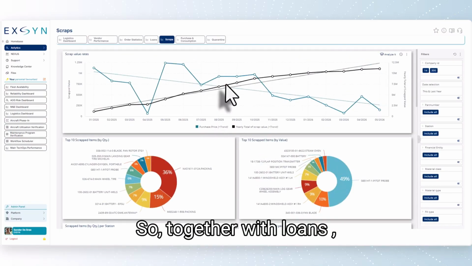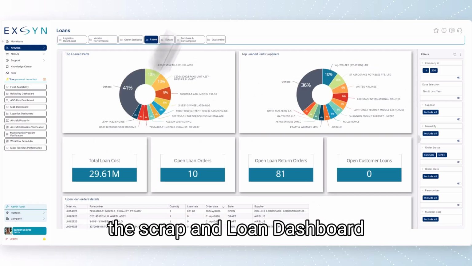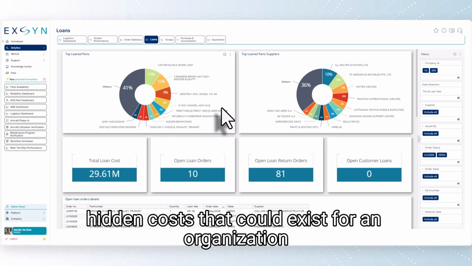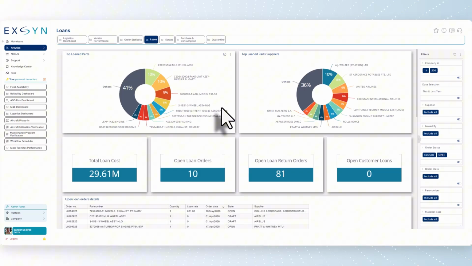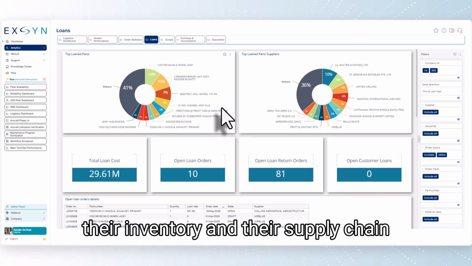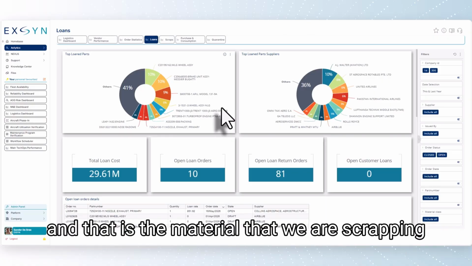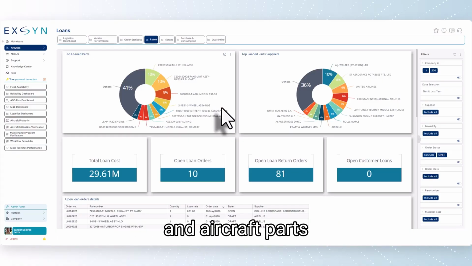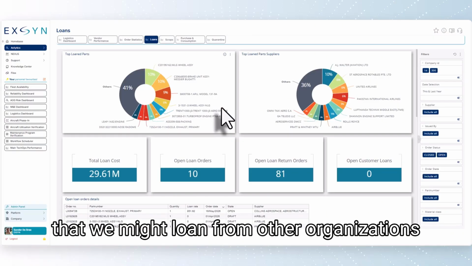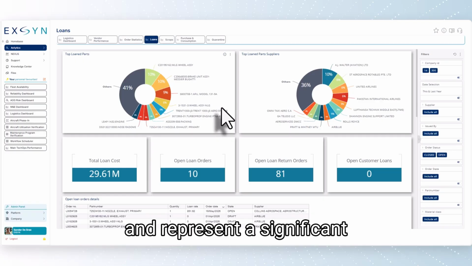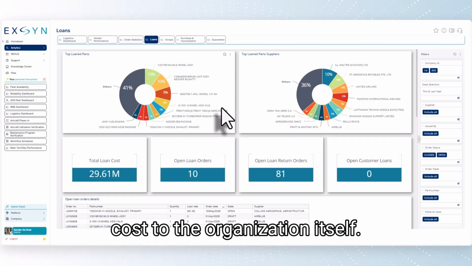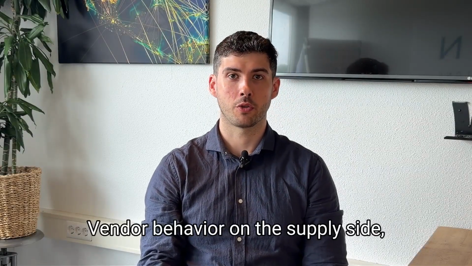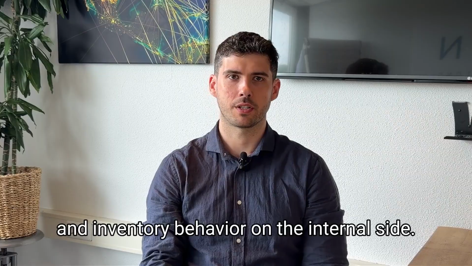So together with loans, the scrap and loan dashboard provide us a good understanding about two very specific hidden costs that could exist for an organization when it comes to managing their inventory and their supply chain. And that is the material that we are scrapping from our existing inventory, as well as tooling, equipment, and aircraft parts that we might loan from other organizations and represent a significant cost to the organization itself. Those views give us the current picture, vendor behavior on the supply side and inventory behavior on the internal side.